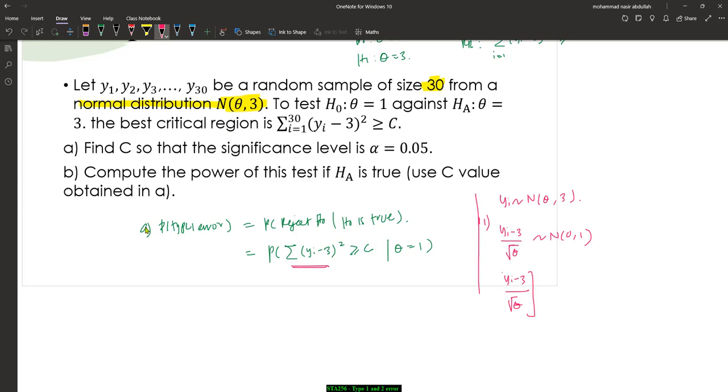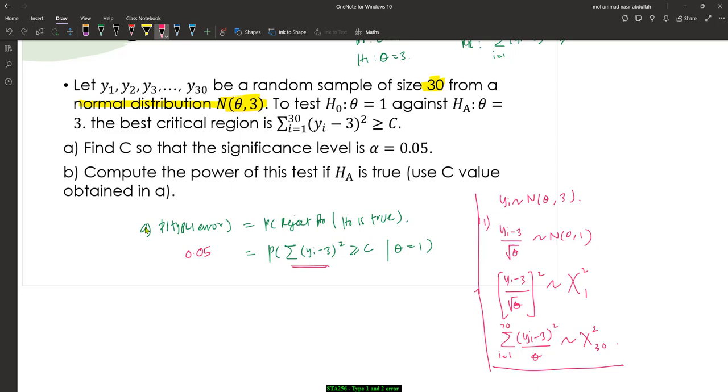So this becomes a chi-squared with 1 degree of freedom. Remember theorem number 2. And then we go to theorem number 3. We're taking a summation of (yi minus 3) squared over theta from 1 until 30. So chi-squared with 30 degrees of freedom. So this is a chi-squared with 30 degrees of freedom problem. So this is the value of type 1 error, 0.05.